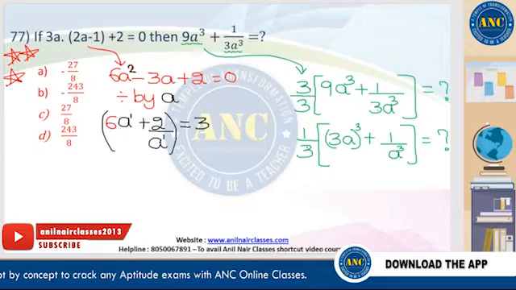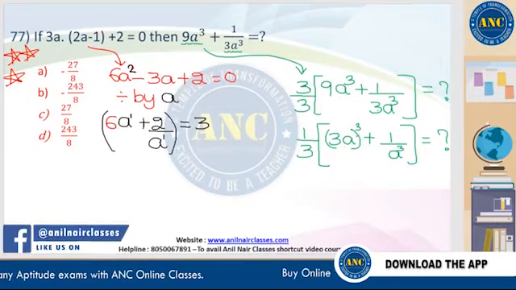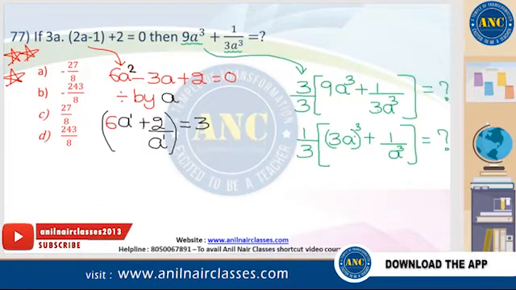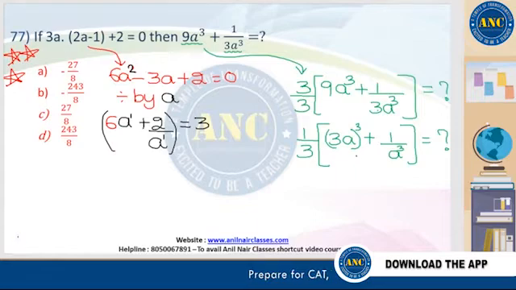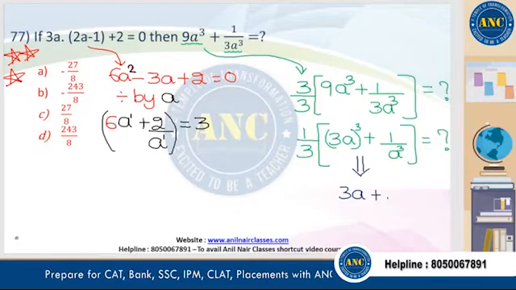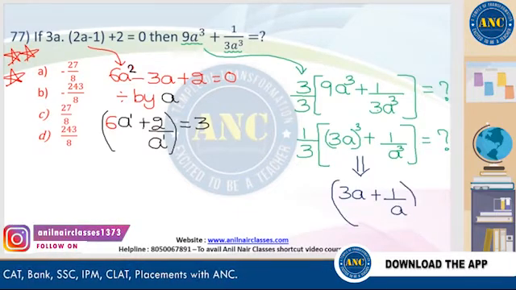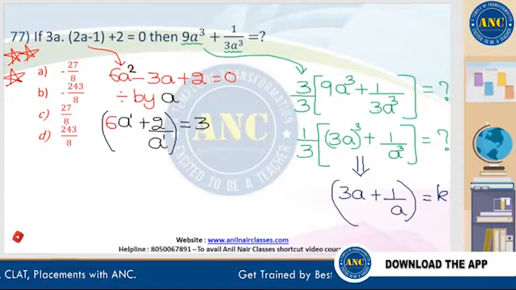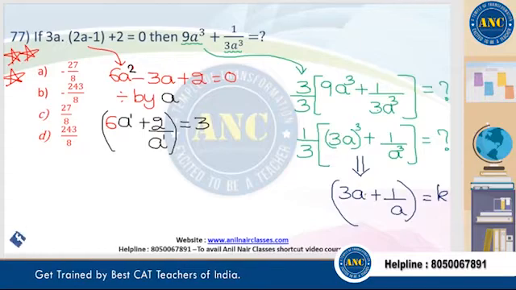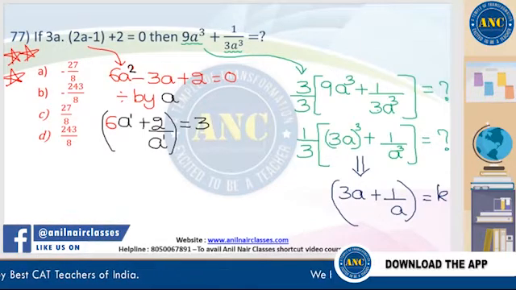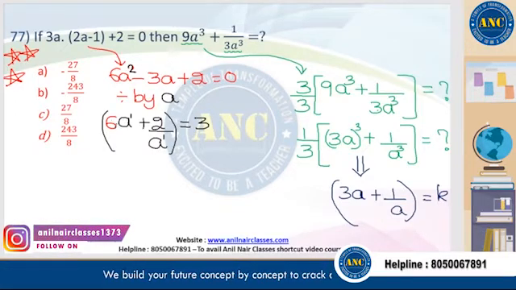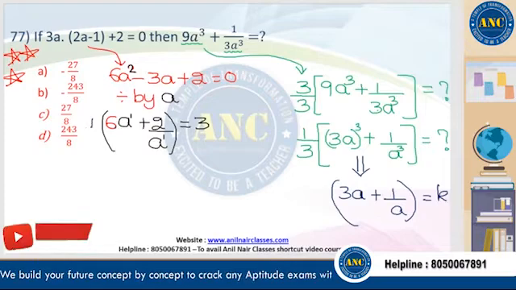I have to find 3a whole cube plus 1 by a whole cube. To find this value, I want to get 3a plus 1 by a value. If I have 3a plus 1 by a value as some constant k, then finding out 3a whole cube plus 1 by a whole cube is never a difficult task. But the coefficient of a should be 3. But here the coefficient of a is 6. 6 should become 3. Divide by 2.